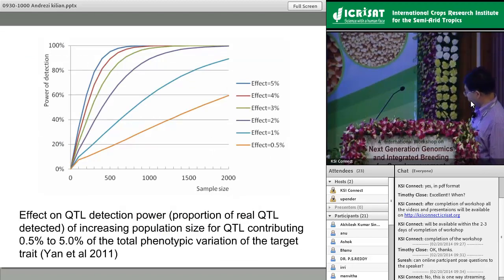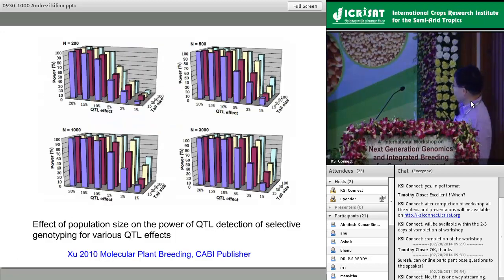But if you increase the population size to 1,000, you can see how big the impact will be on the association mapping. When we do the selective genotyping, we simulated population sizes from 200 to 3,000. You can see with 3,000 individuals and different tail sizes, the cutoff tail fractions vary from 1% to 20%. The mapping power can be significantly improved with the larger population size.